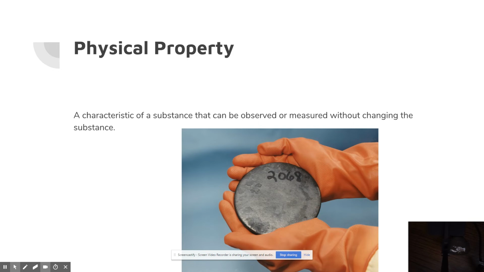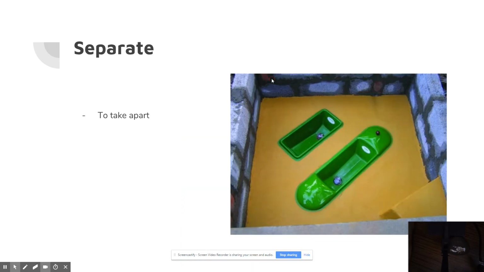So draw something in your journal that you can look at and describe physical properties. I mean, look at our skeleton in the room. We could even write about her physical properties. Okay. The Chromebook cart, your desk. You can observe the physical properties of your desk without changing it.